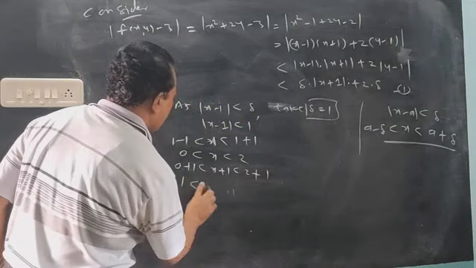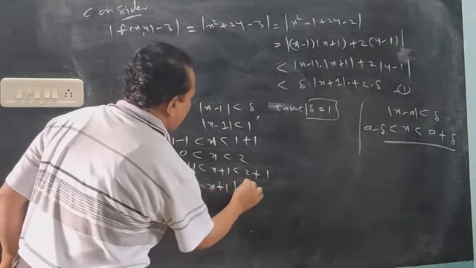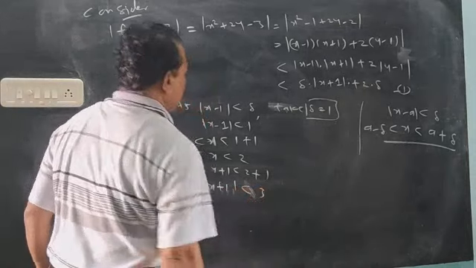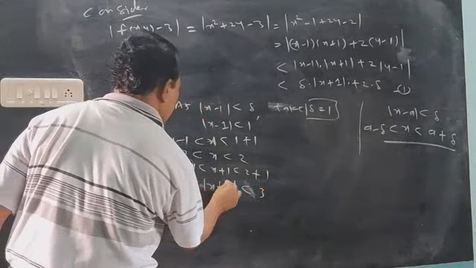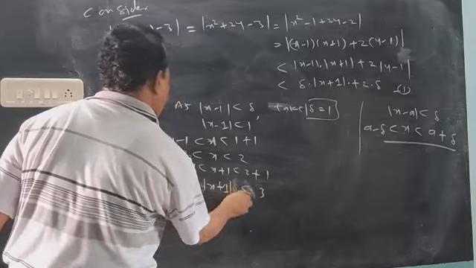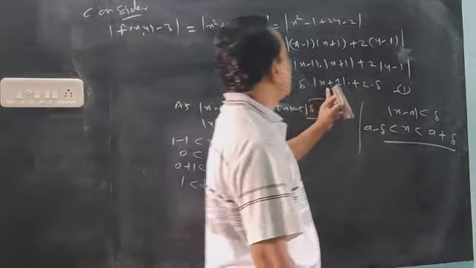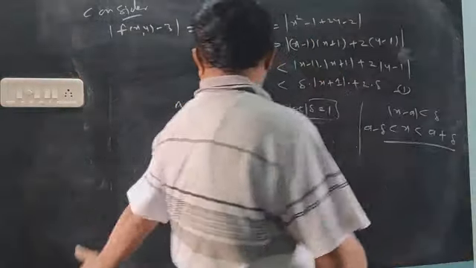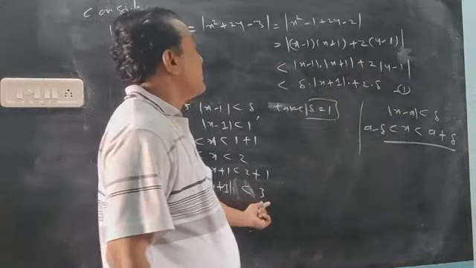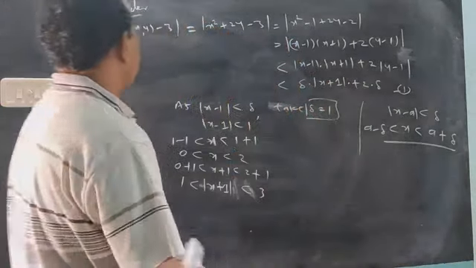So x plus 1, the bigger value is 3. Okay, mod also. So for x, you have to put the bigger value here, not the smaller value. So mod of x plus 1 is less than 3. So now here 3. Okay.